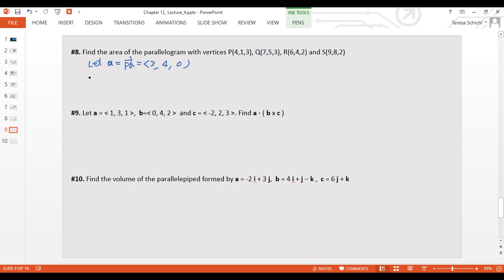Then I can let another one, B, be PR. So PR will be 6 minus 4 is 2, 4 minus 1 is 3, and 2 minus 3 is negative 1. Now by the theory, we know that the area of this parallelogram PQRS will just be the absolute value of A cross B.